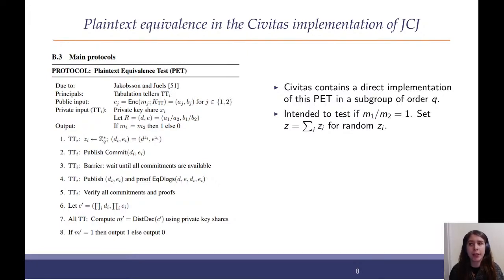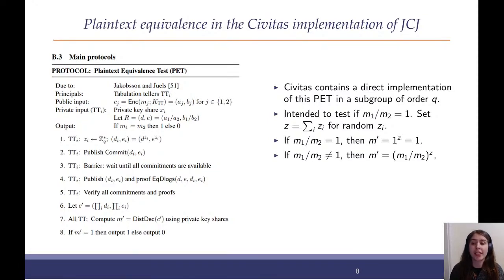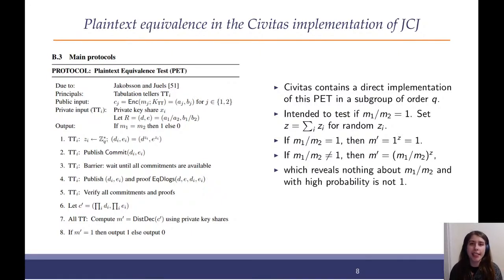Now, to hide information about the message, we certainly don't want to leak information about the message. We're going to choose a random blinding factor. Each trustee is going to pick a random Zi, sum them up to get a total of Z. And if M1 divided by M2 is 1, then the quotient raised to that power is also going to be 1. However, if the quotient is not 1, we're raising it to some random large power. That's revealing nothing about the message because the discrete logarithm assumption holds. And with extremely high probability, you're not going to get 1 as a false positive.